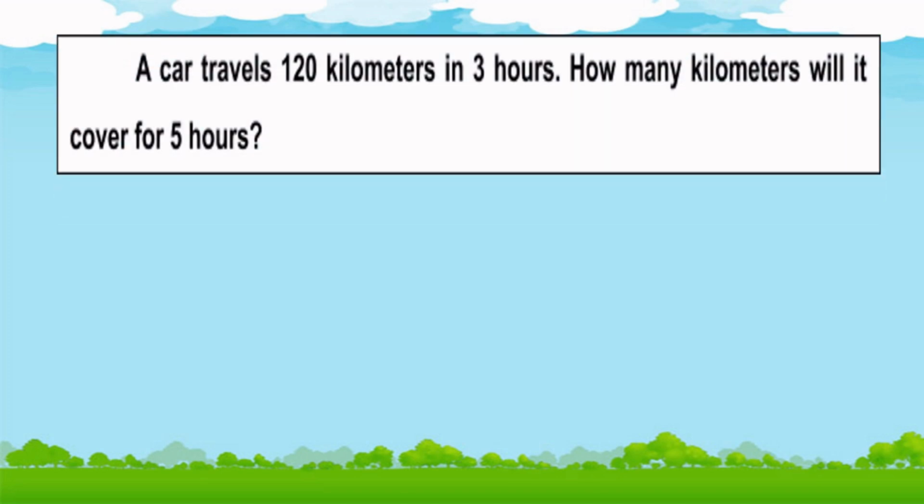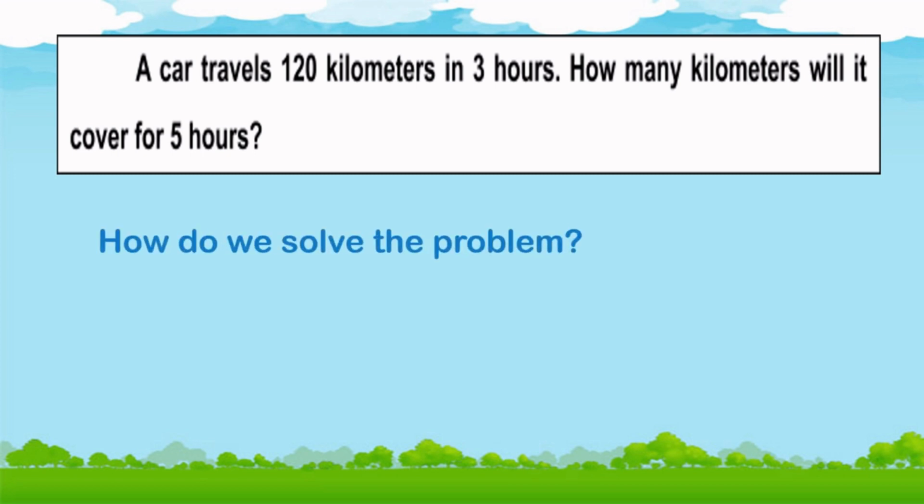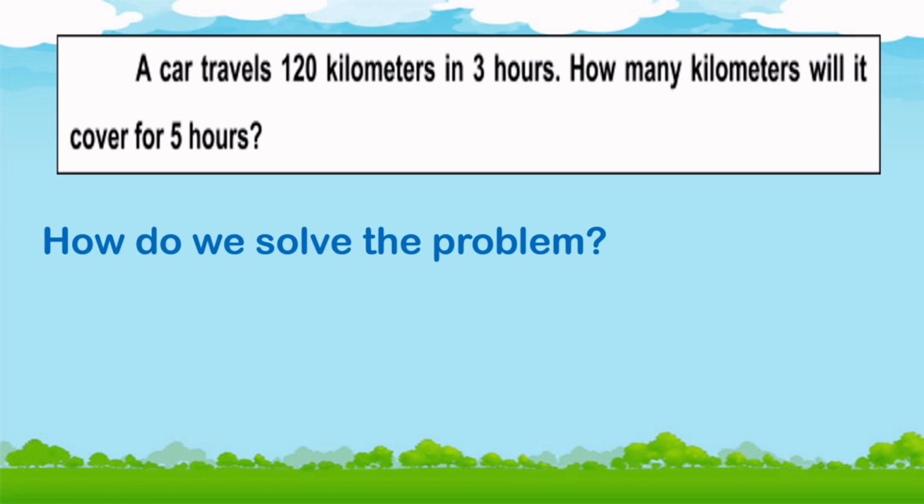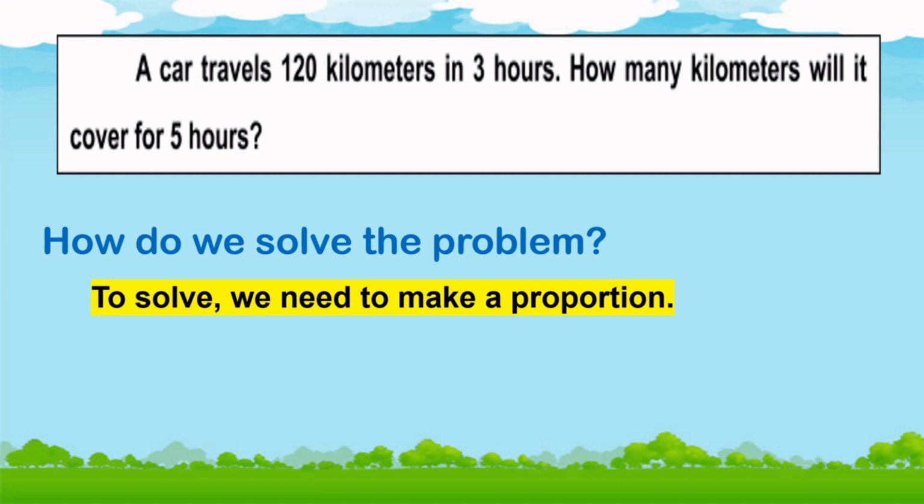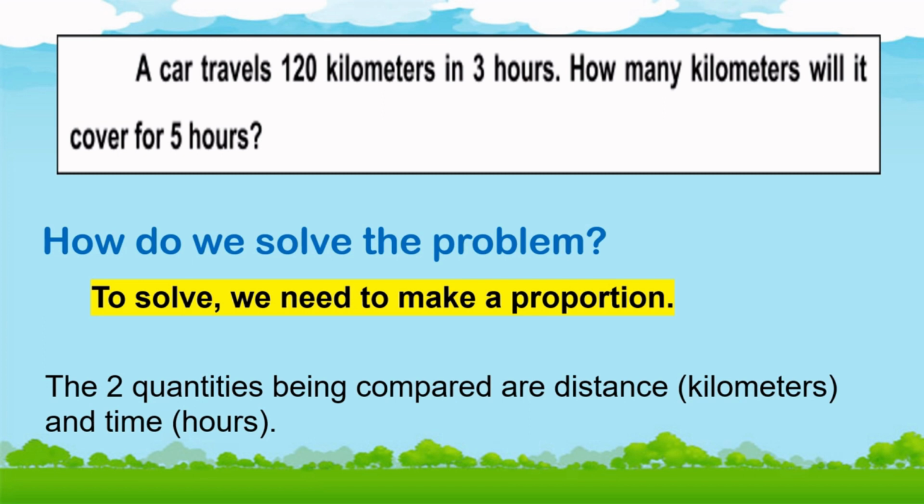Okay, so let's start our second lesson with the problem. So here's the problem. We have a car travels 120 kilometers in 3 hours. So how many kilometers will it cover for 5 hours? So how do we solve the problem? So to solve the problem, we need to make a proportion. Okay? So, as you notice, the two quantities being compared are distance, kasi naka-kilometer siya, then time, kasi may hours.